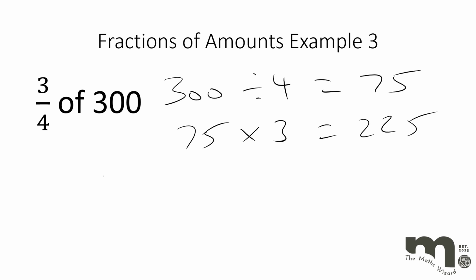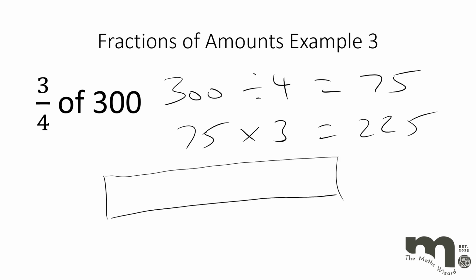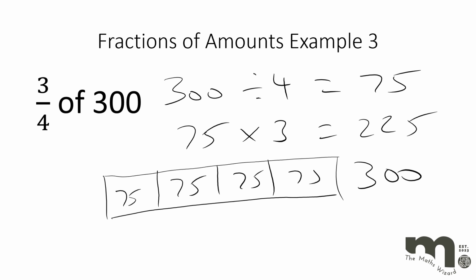You can look at this visually if you want to. If you want to draw a little, you can use your bar modeling if it's helpful to you. So you can split your bar 4 ways. We've got our 300 here. We're dividing it by 4. Each part of the bar is worth 75. And then you've got those 3 there, which will give you your 225.